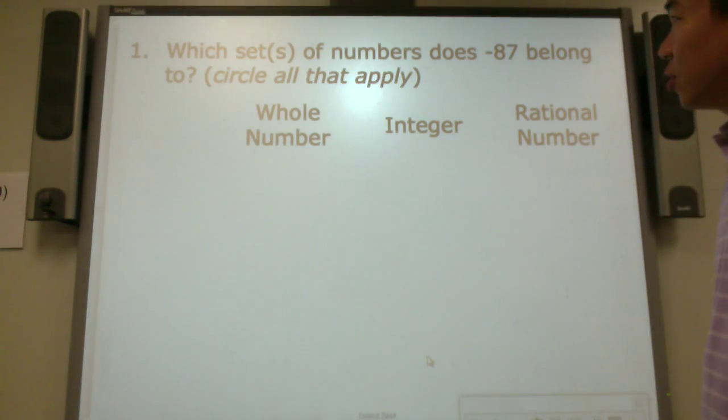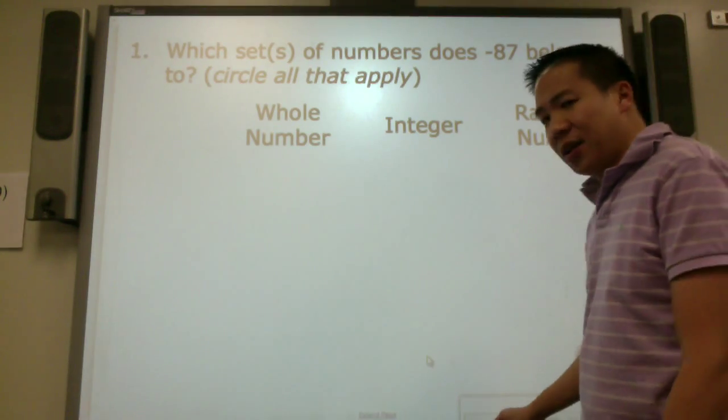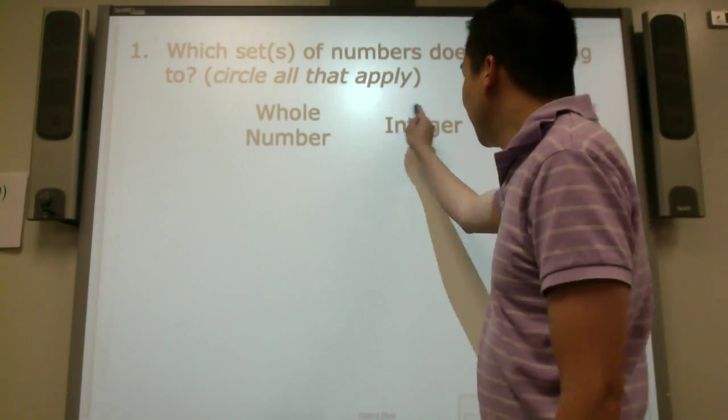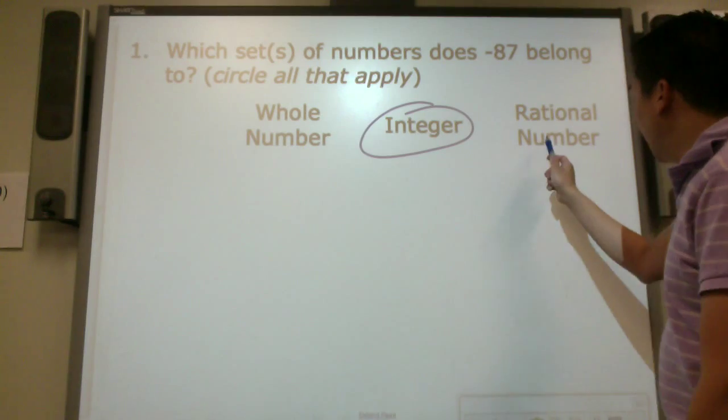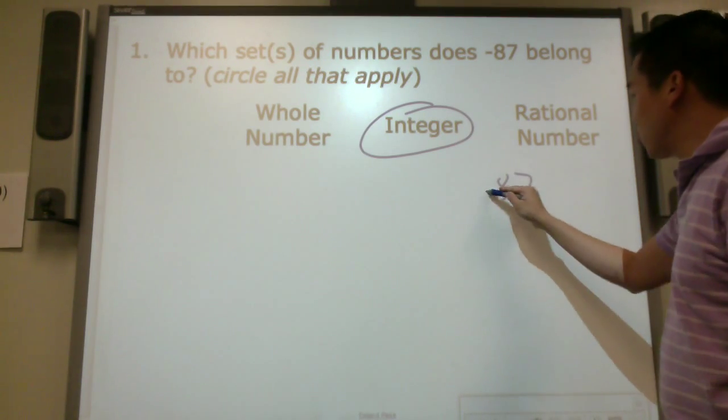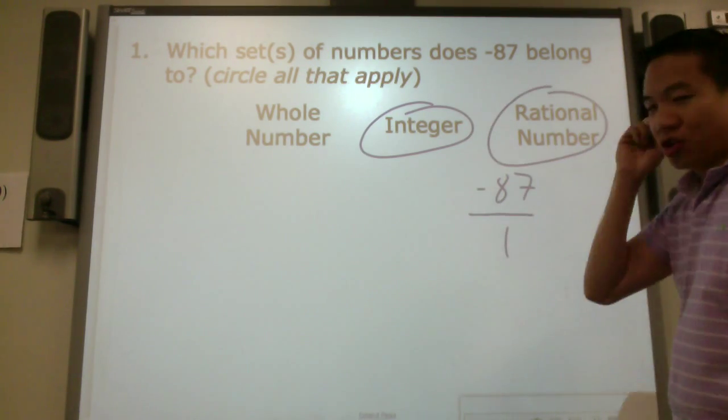All right, so let's see if we really understand. Negative 87. What type of number is negative 87? It's a negative whole number. Integer. Can it be written as a fraction? Yes, it can. So it's a rational number too.